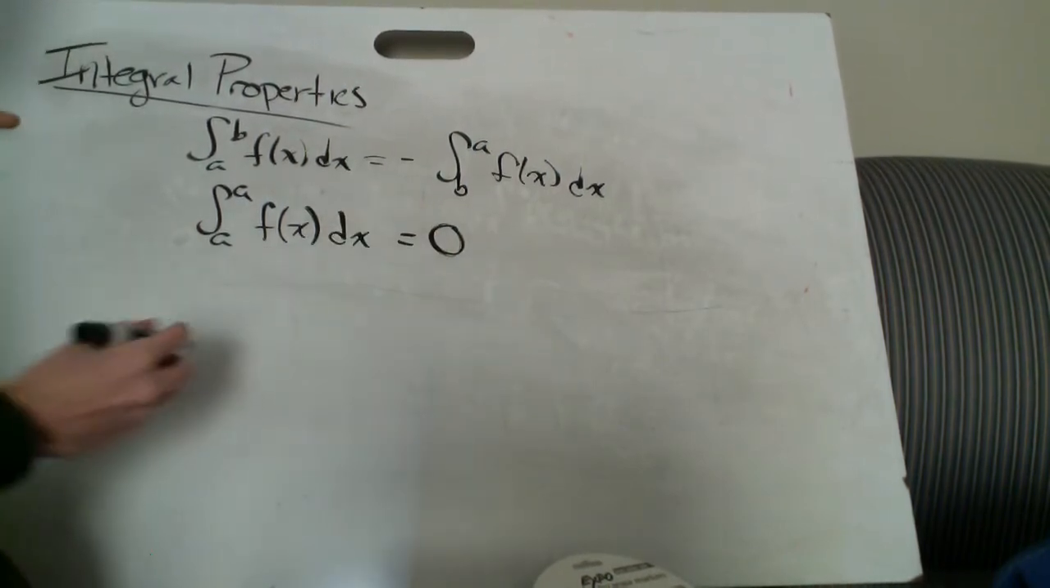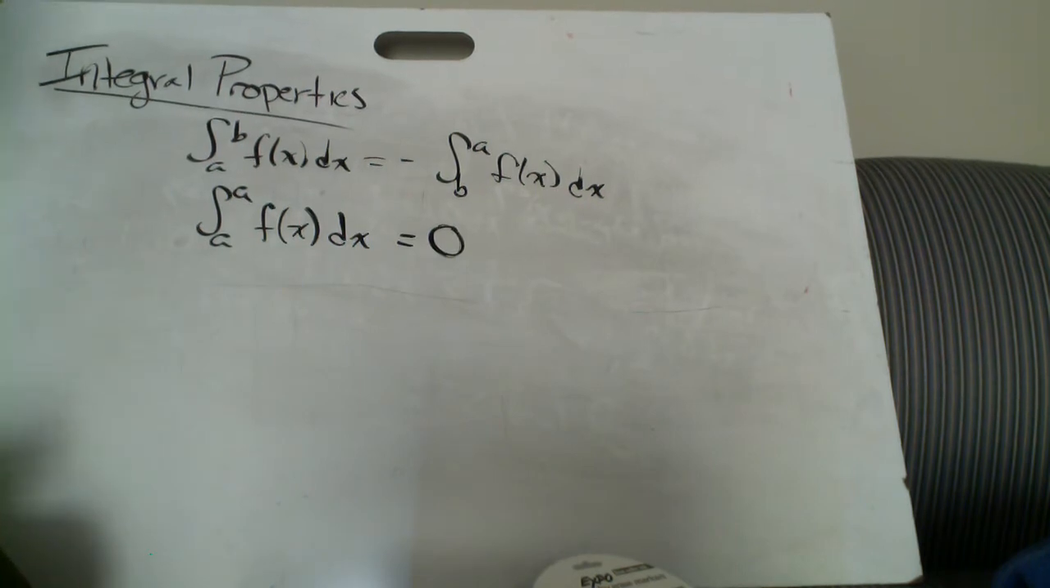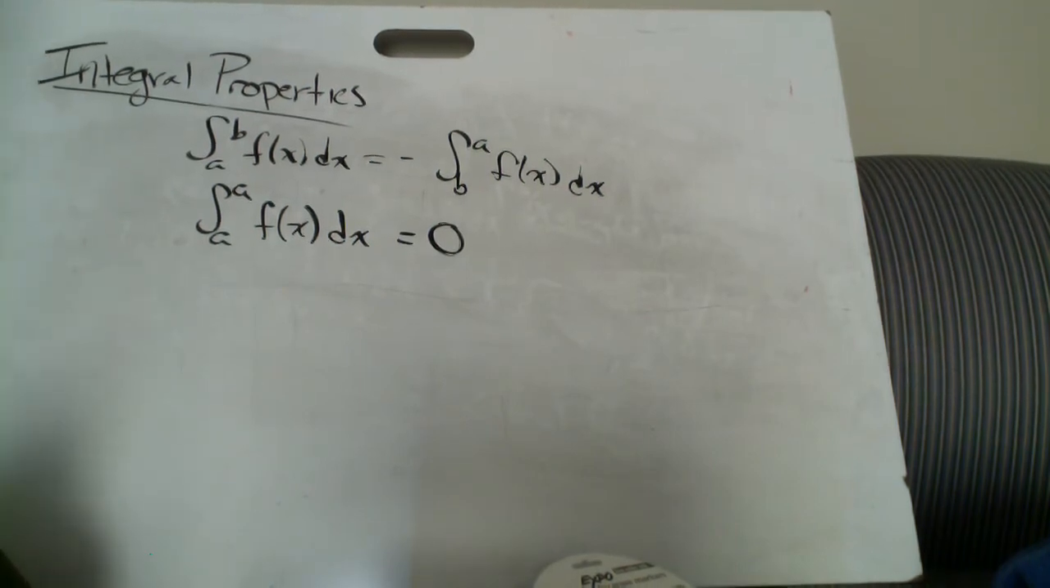Second property, if we're integrating f from a to a, we'll just get 0. We start at a, we end at a, the width of our interval is 0, so the area there has to be 0 as well.